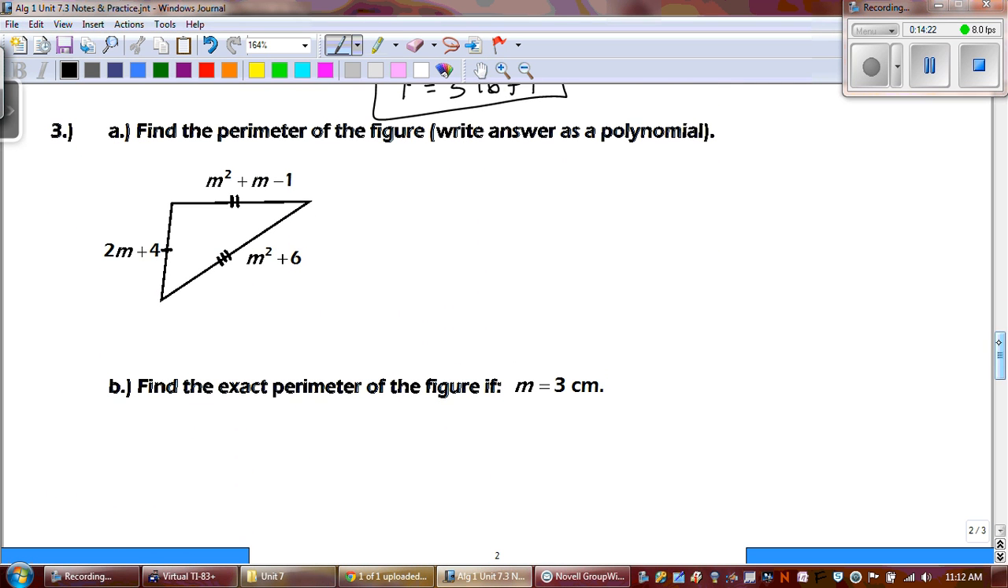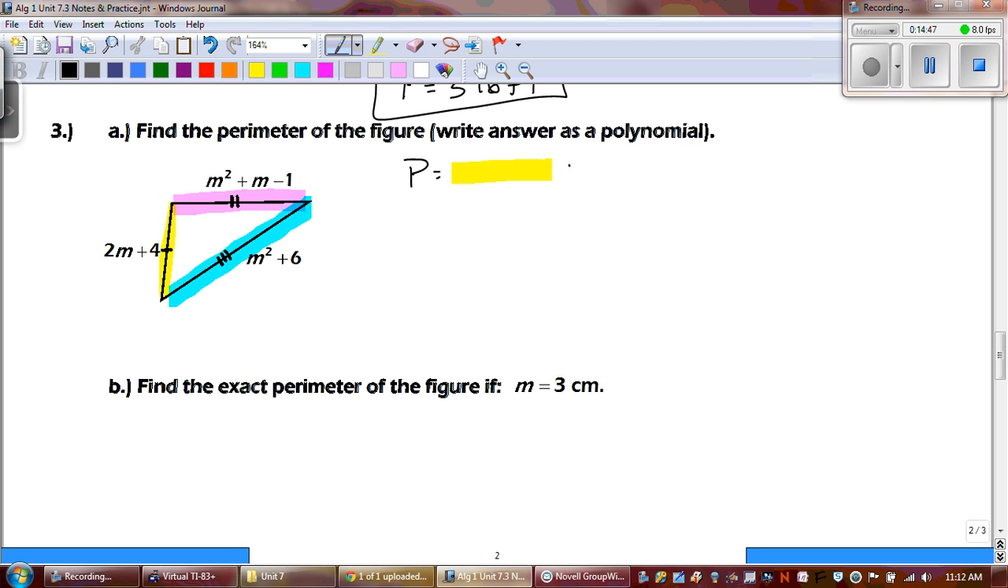Okay, and for A, find the perimeter of the figure. Write your answer as a polynomial. So the first thing I want to know is I want to look at my sides. And I have side A, side B, and C, but they're all different sides. So when they're all different, I'm going to write them out individually.